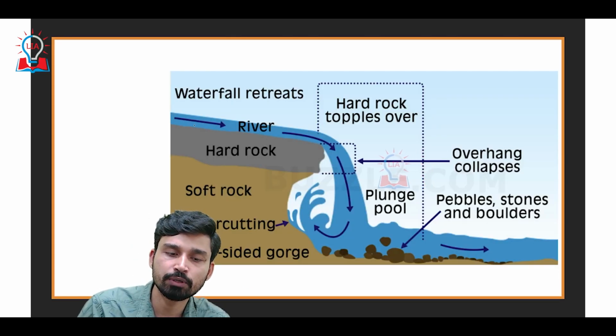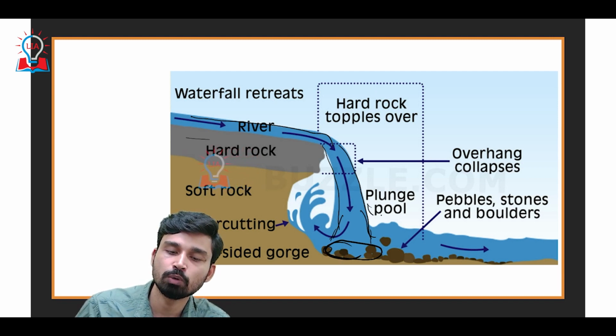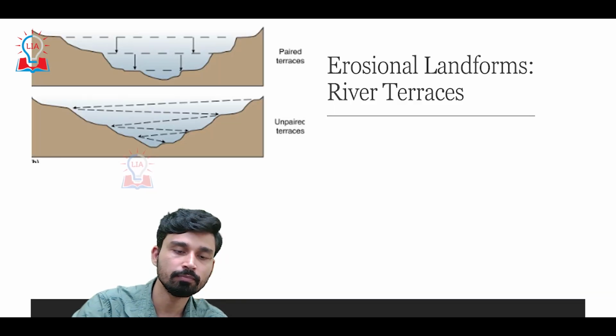To give you a brief idea, as you can see, this is the actual picture. You have a river that is falling over this hard rock region, and when the river plunges in the form of waterfalls, here due to the action of the rocks and the action of water, we have the cutting of the rock bed that happens, and that is what we can call a plunge pool, where you have a lot of accumulation of pebbles, stones, boulders.